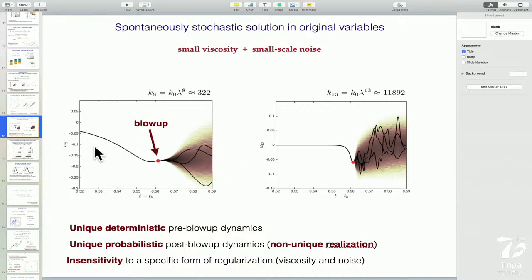So this is unique dynamics before blow up, unique probability distribution after blow up, but this probability distribution depends on the choice out of infinitely many non-unique realizations. And it does not depend on regularization. So this is something already specific for the system. And just like with ODE, we can associate it with a chaotic attractor.